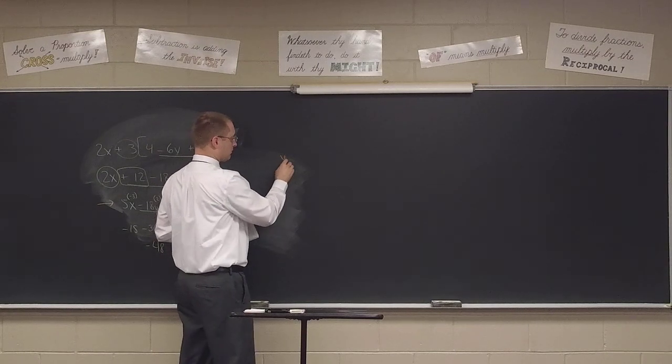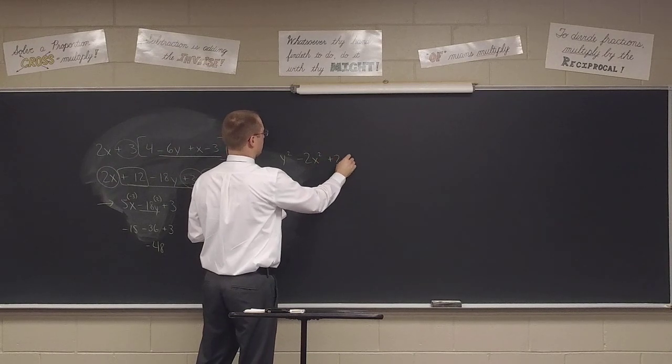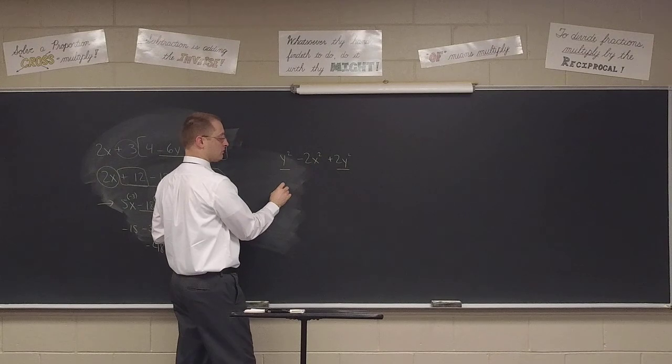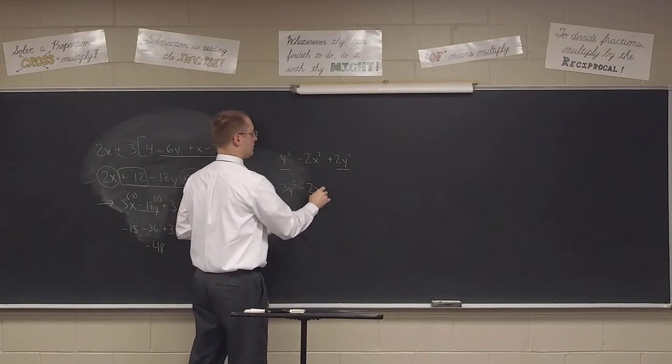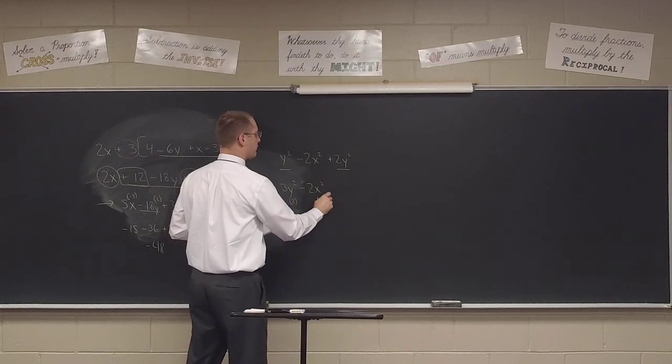Y squared, negative 2x squared, positive 2y squared. Combine. 3y squared, negative 2x squared. Now here we're plugging in a 2 for the y, we're plugging in a negative 3 for the x.